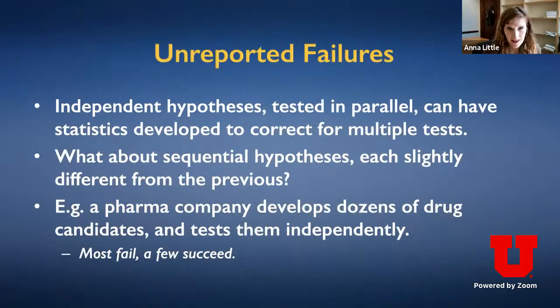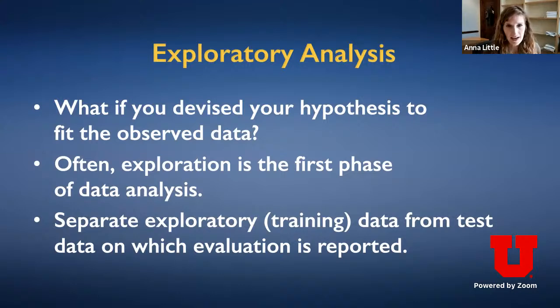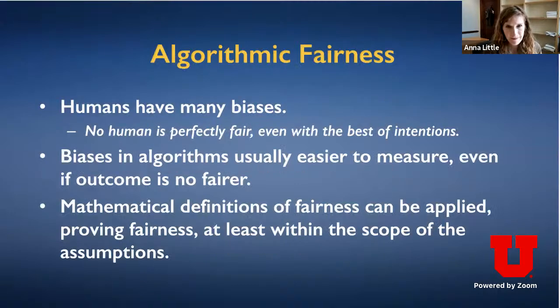So I'll skip over some of the details here. Okay, so let's go ahead and summarize the algorithmic fairness here. So humans have many biases and no human is perfectly fair, even with the best of intentions. And discrimination could be intentional or it could be unintentional. We have biases in algorithms, which are usually easier to measure than in a human, even if the outcome is no fairer.